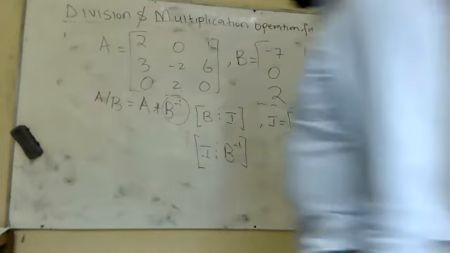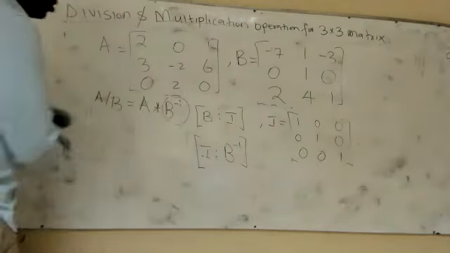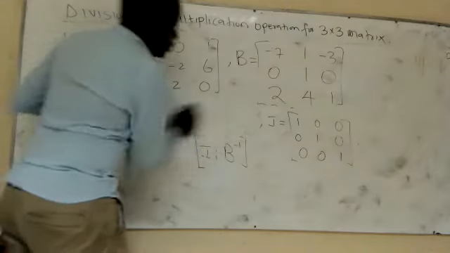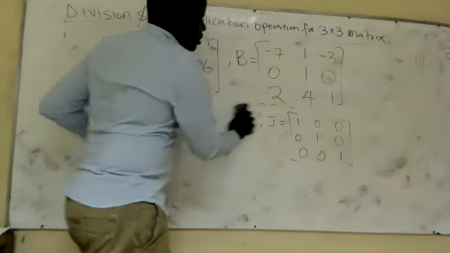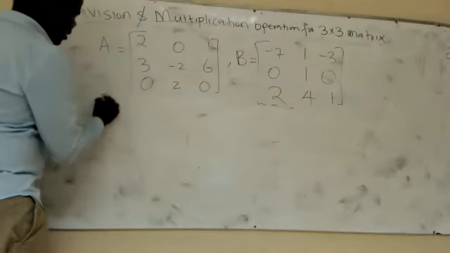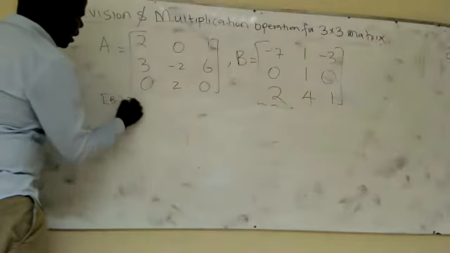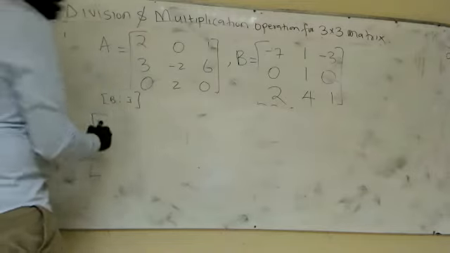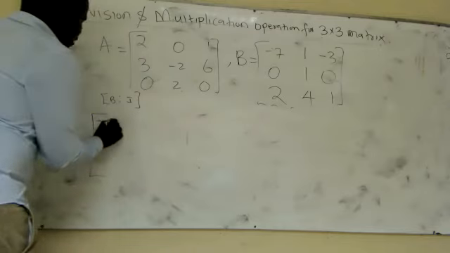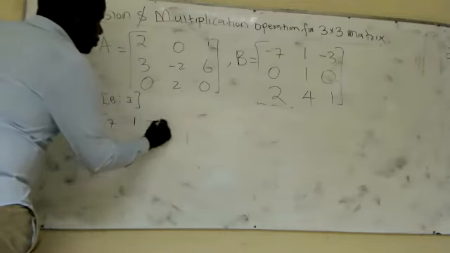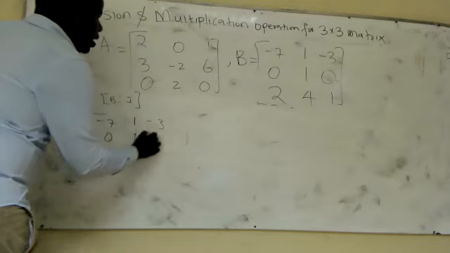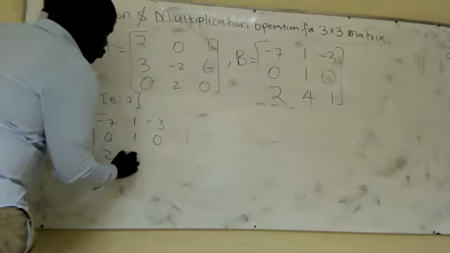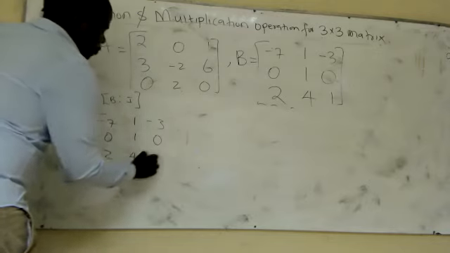Okay, let's start to do that task just now. It's going to be very long, but let's see how we get to that task. As I've said, we are starting with B and I, of which you can write B as the matrix you are given there. So it's -7, 1, -3, 0, 1, and 0, 2, 4, and 1.